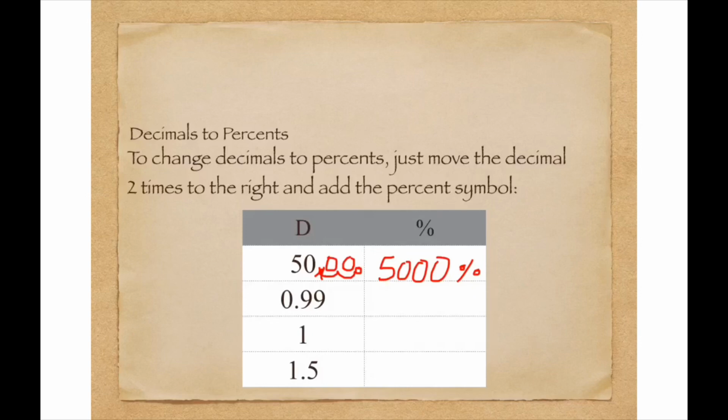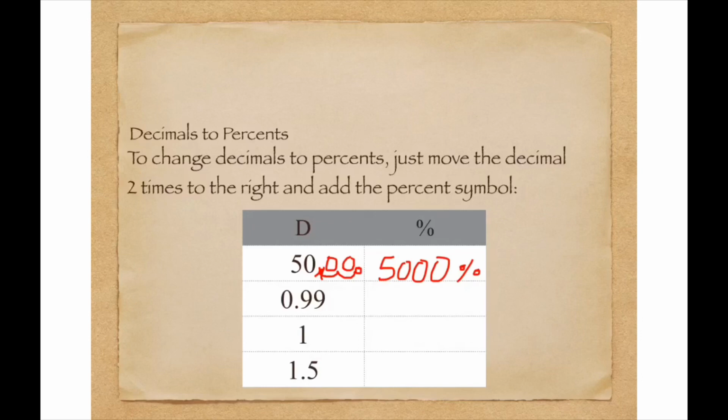Okay, so I'll have you do the next ones. They're pretty easy. This time we're just going the opposite of our rule. Remember, our rule is 2 to the left to change percent to decimal. And now you're just going to do that the opposite way. I'll give you a second. Go ahead and pause your video and do it.